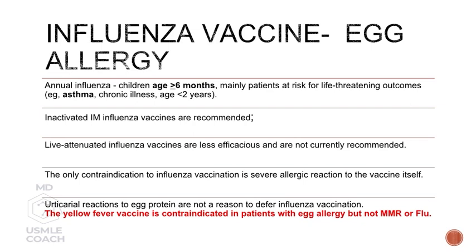Annual influenza vaccination is recommended for children age 6 months and older, mainly patients at risk for life-threatening outcomes, for example asthma, chronic illness, age less than 2 years. Inactivated IM influenza vaccines are recommended. The mode of administration can also be asked to confuse you a little more. Live attenuated influenza vaccines, that is the intranasal vaccines, are less efficacious and are not currently recommended. Just to add, the yellow fever vaccine is contraindicated in patients with egg allergy, but not MMR or flu.